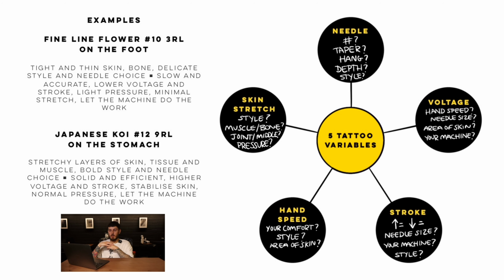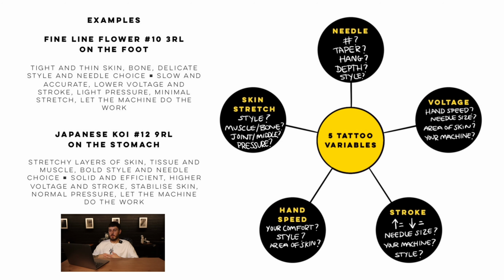We're obviously going to be working on a stomach in this example. If you just experiment and take a look at the skin on yourself, stomach skin is always stretchier because the way the body moves, the skin has to stretch more there. So we're dealing with stretchy layers of skin, tissue and muscle underneath the skin, plus a bolder style and a bolder needle choice. That equals a more solid and efficient technique, hence turning the voltage up.